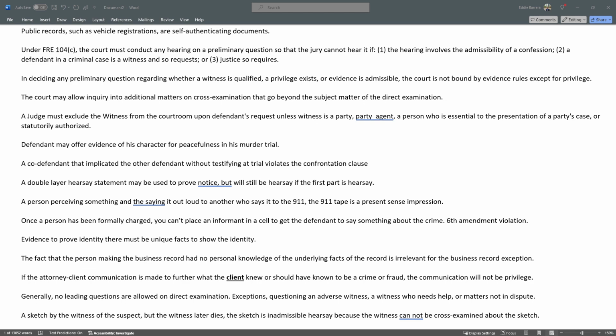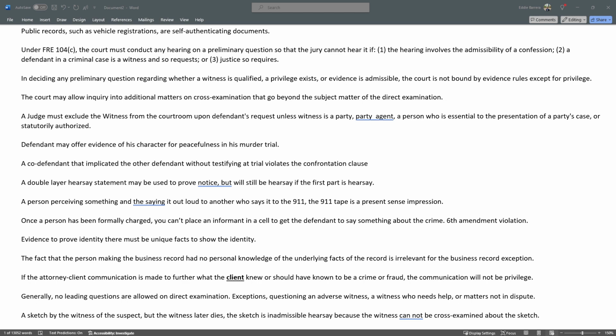The fact that the person making the business record had no personal knowledge of the underlying facts of the record is irrelevant for the business record exception. If the attorney-client communication is made to further what the client knew or should have known to be a crime or fraud, the communication will not be privileged. Generally, no leading questions are allowed on direct examination. Exceptions: questioning an adverse witness, a witness who needs help, or matters not in dispute.